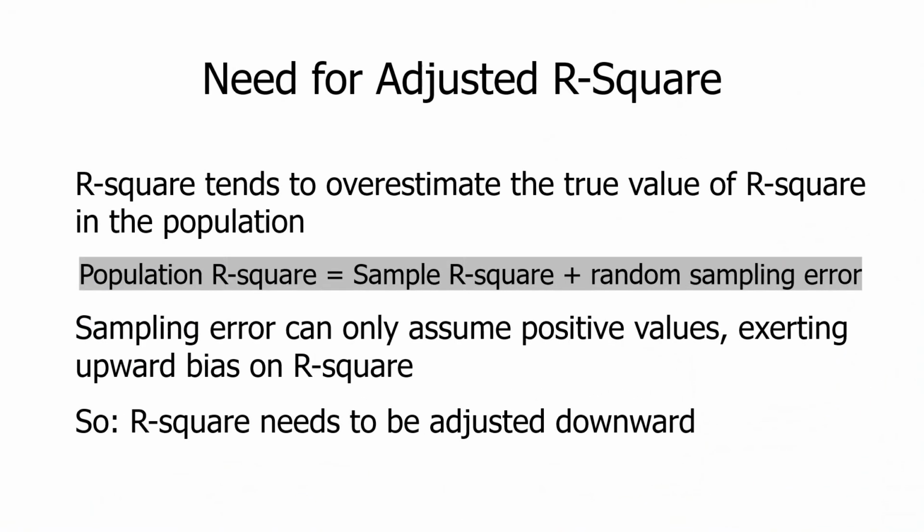R-square tends to overestimate the true value of R-square in the population. R-square is a sample statistic, and we're trying to estimate a population parameter, and it tends to overestimate that parameter. Like any sample statistic, population R-square is going to be equal to sample R-square plus or minus random sampling error. The special problem with R-square is that the sampling errors can only be positive, because even when you square a negative number, you get a positive value. This exerts an upward bias on R-square, so we need to adjust it downward.